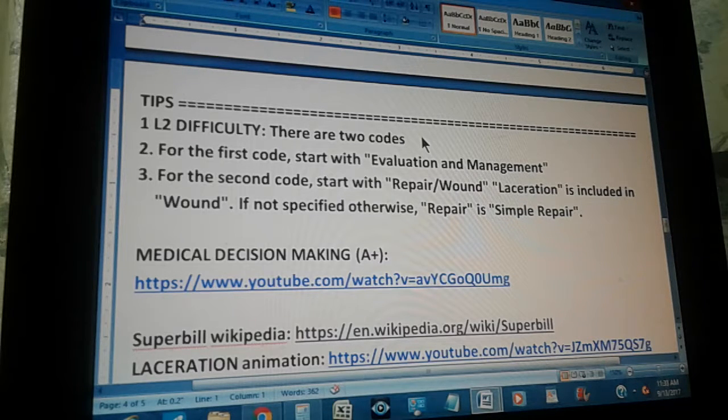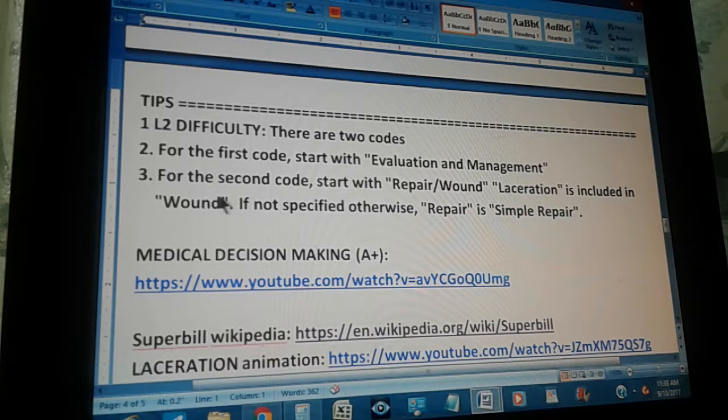Okay, number 2, for the first code, start with evaluation and management, the E&M code, right? And remember the 3 words that we told you: problem focused history, problem focused physical, and straightforward medical decision. Those 3 keywords will help you find the code, right? Okay, now that's the E&M code.